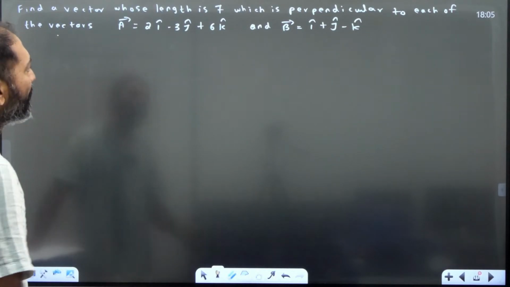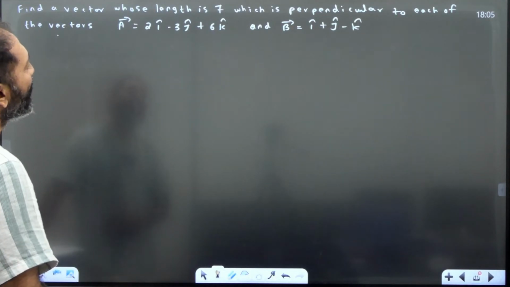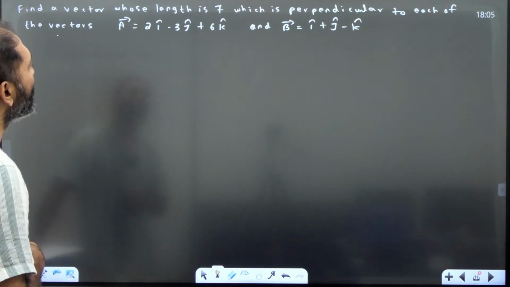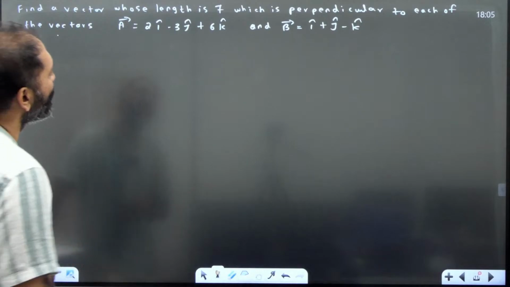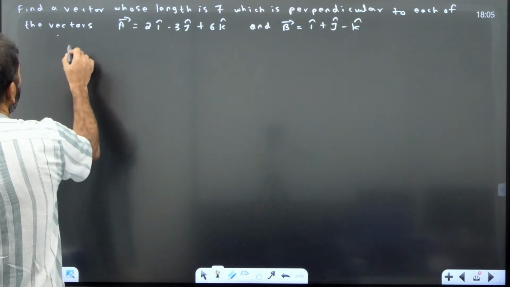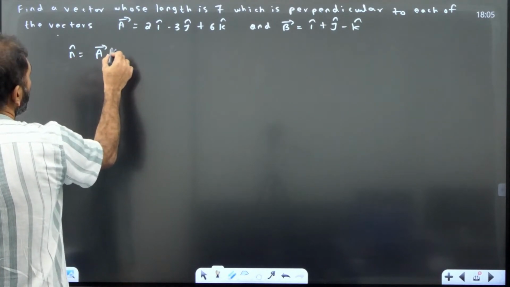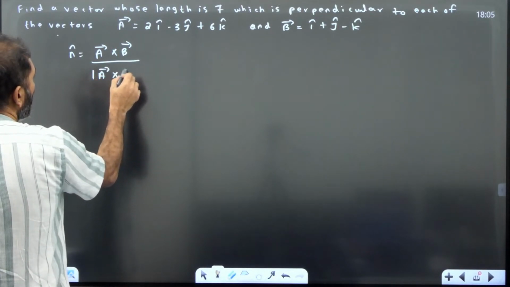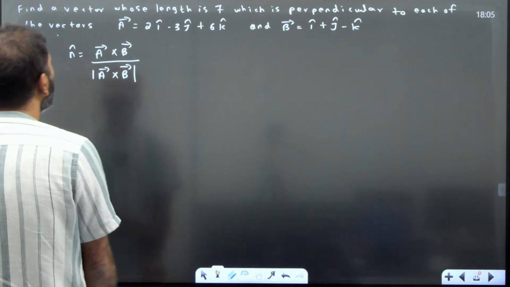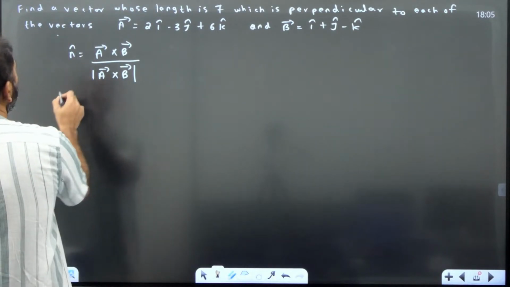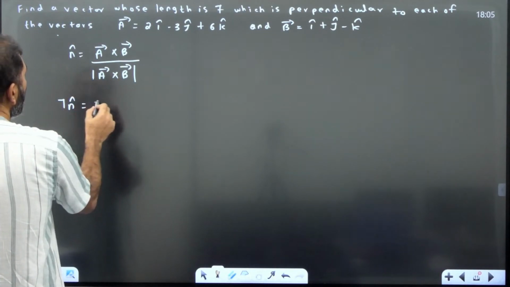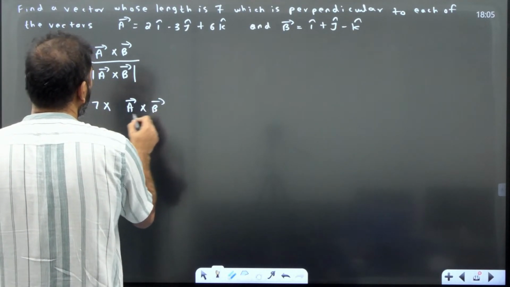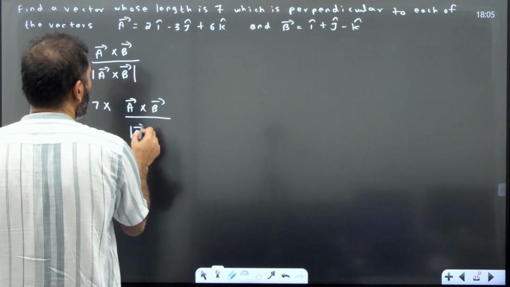Good evening, all of you. We have done a similar question: find a unit vector perpendicular to both the vectors. Here, what is the specialty? Here, the vector has magnitude 7. So, what is n cap? A vector cross B vector divided by the magnitude of A vector cross B vector. But here, what we have to find out is 7 n cap, whose length is 7. So, 7 n cap is equal to 7 into A vector cross B vector divided by the magnitude of A vector cross B vector.